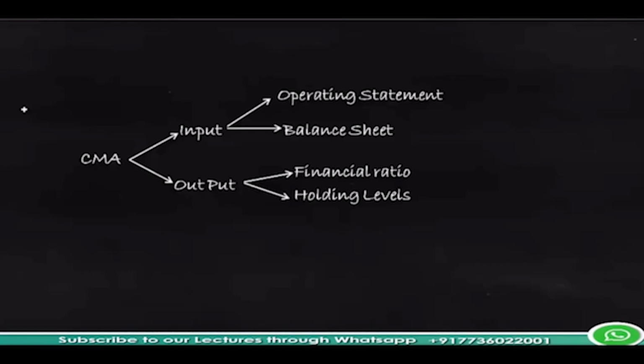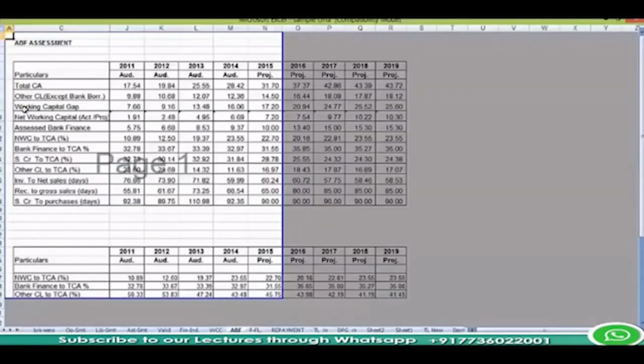Then the next output would be the ABF statement. ABF is nothing but assessed bank finance. So this statement could tell the bank what could be the possible borrowing requirement for the customer for working capital. This statement would take the information from the balance sheet, and finally it would do various calculations and tell the bank what could be the assessed bank finance. So what is the eligible working capital finance for this particular customer.